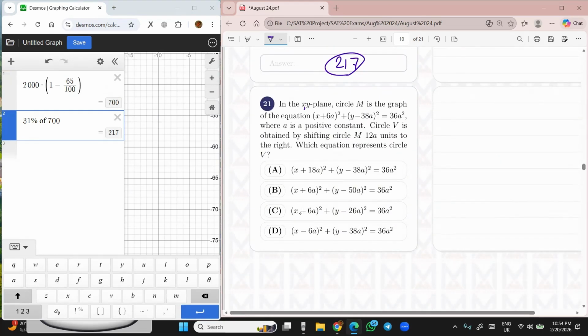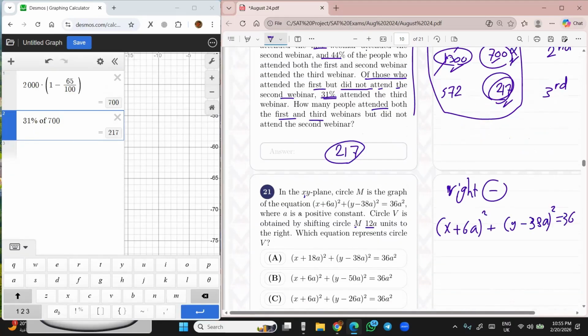Question number 21. In the xy plane, circle M is the graph of the equation here, where A is a positive constant. Circle V, another circle, is obtained by shifting circle M 12 units to the right. Which equation represents the circle? Whenever you have a circle and you move to the right, we need to consider writing minus inside the equation. I mean, when the equation is x plus 6a all squared plus y minus 38a squared is equal to 36a squared.